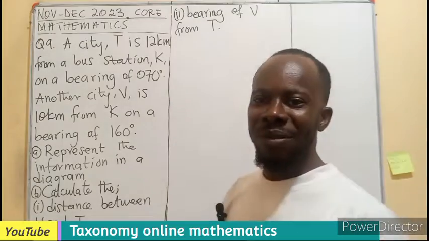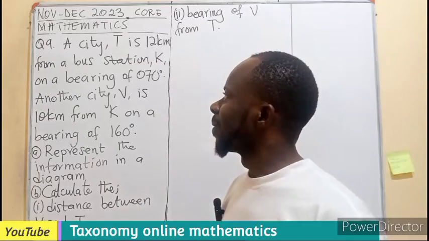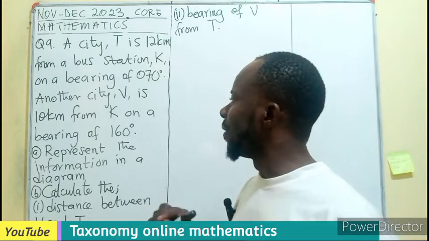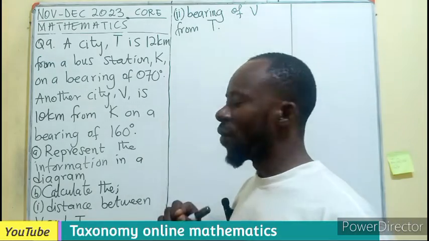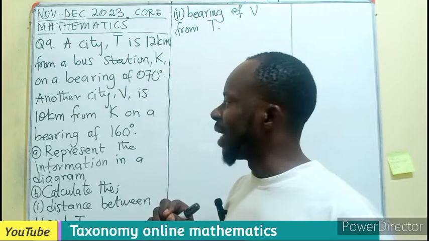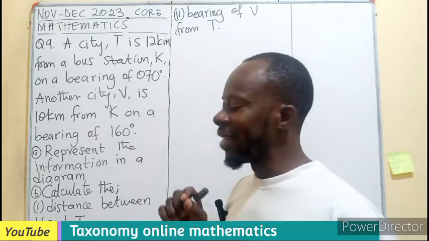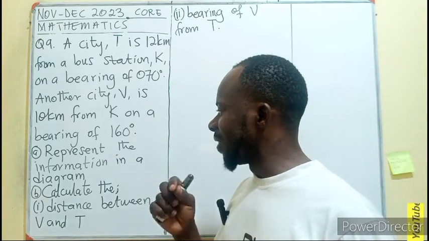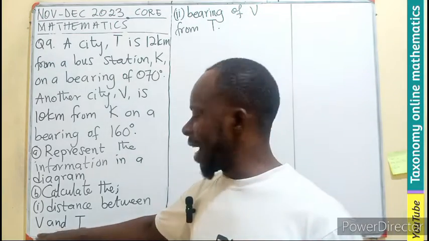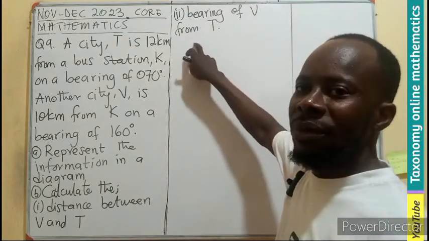Question number 9 of the just ended private candidate WASSCE Nov-Dec examination. A city T is 12 kilometers from a bus station K on a bearing of 70 degrees. Another city V is also located 10 kilometers from K, the bus station, on a bearing of 120 degrees. We are to represent the information in a diagram, then calculate the distance between V and T, and hence find the bearing of V from T.